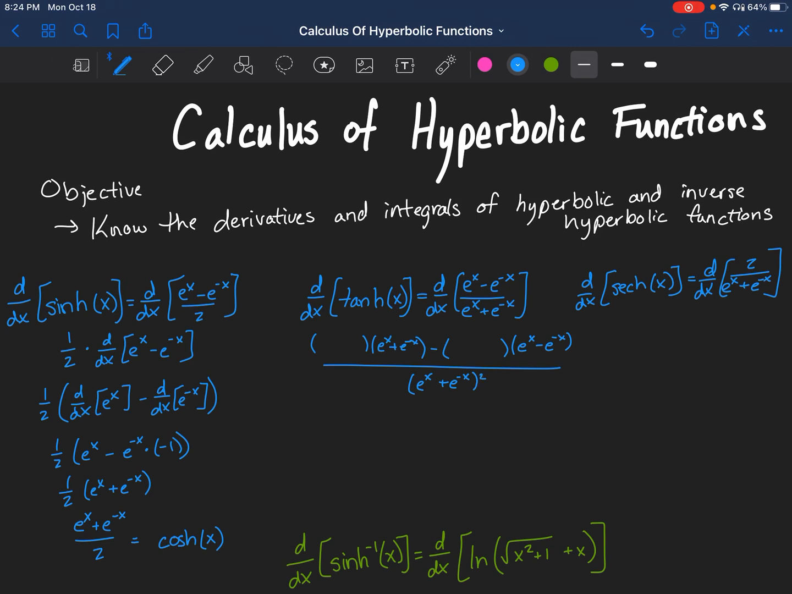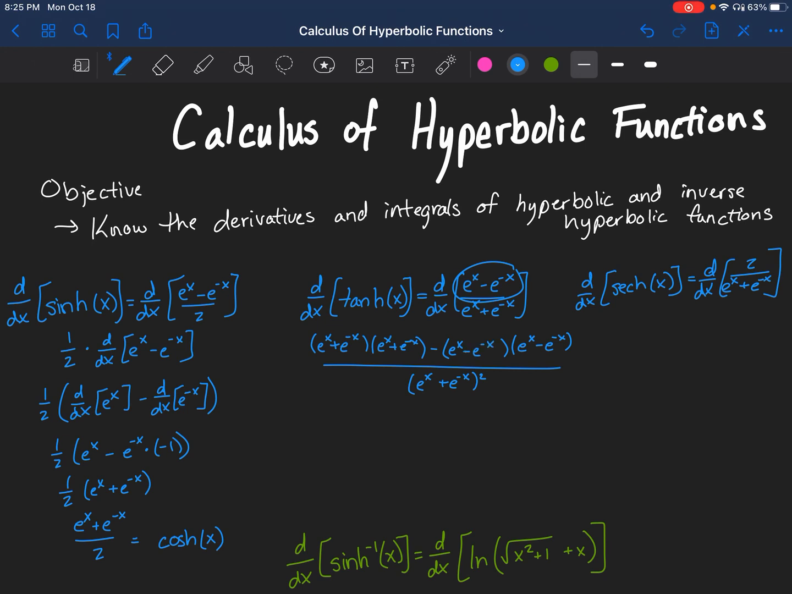Some things I'm going to try to do here: I need to take the derivative of the numerator, which again, e to the x stays the same, so it's just e to the x. I'm going to apply the chain rule with that negative e to the negative x, and good thing for us, that just turns into positive e to the negative x. But I also need to take the derivative of the denominator. The derivative of e to the x is e to the x. And I'm going to apply the chain rule to that e to the negative x, so I'm going to get minus e to the negative x.